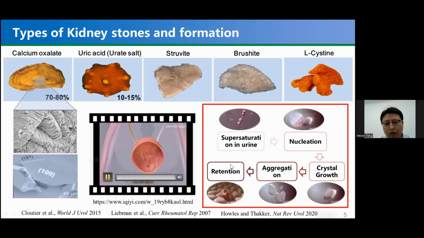So from this video, we know that kidney stone formation typically includes the following steps. The first step is the generation of supersaturation in the urine, and then nucleation and crystal growth, and subsequently crystal aggregation and retention in the kidney to form kidney stone. Therefore, crystallization is a key step for kidney stone formation.